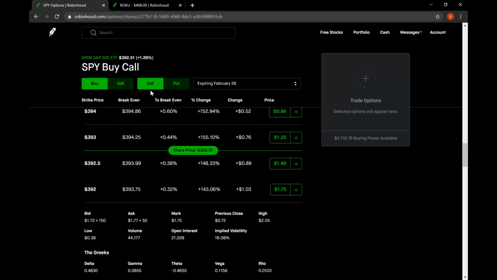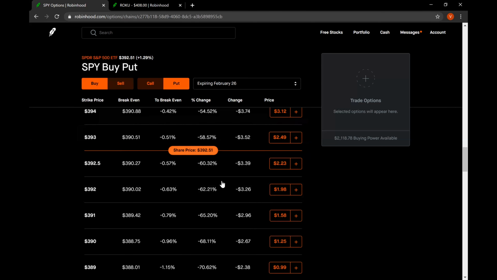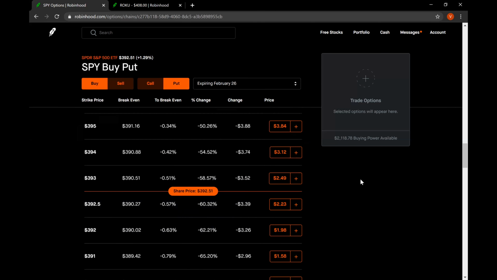So that was a call option. And now let's look at a put option. So we're going to change it to puts. For a put option, it's actually opposite for the in the money versus out of the money contracts.